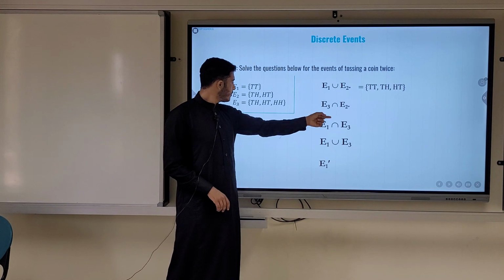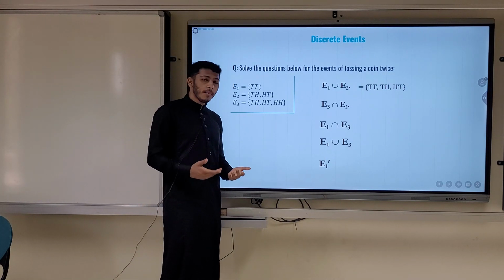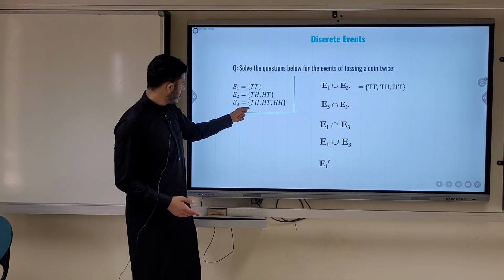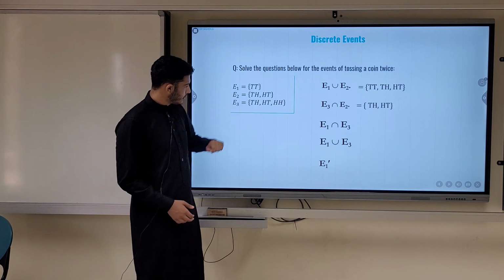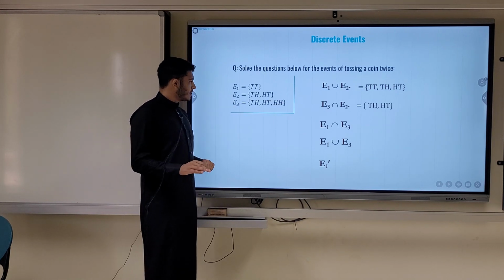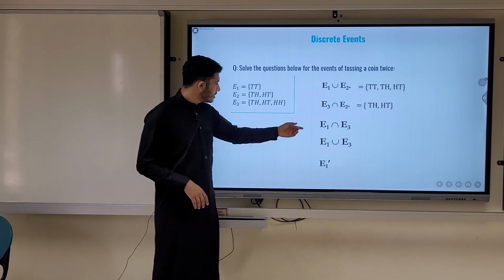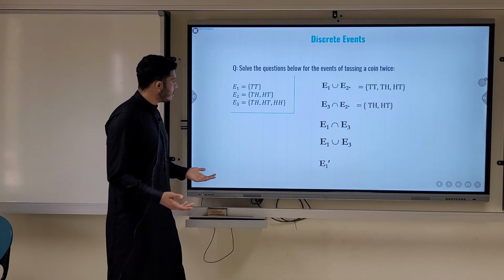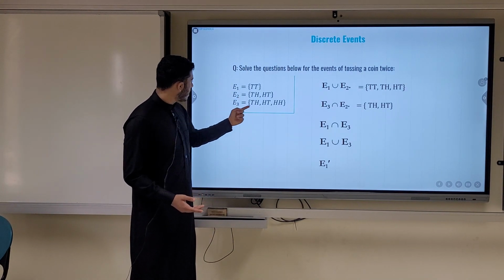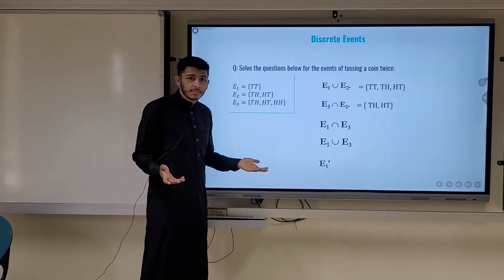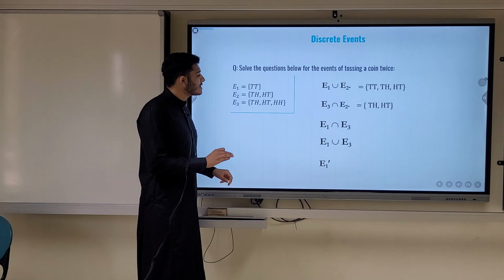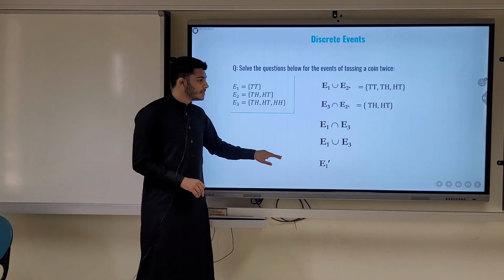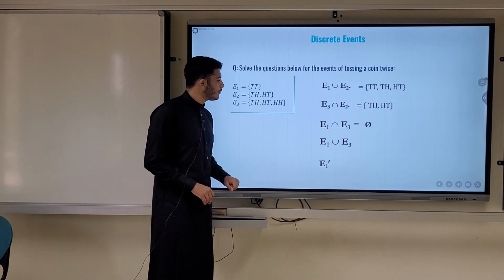Now the intersection between E3 and E2. Let's find the common things. As we said, the intersection is the common things. Let's find the common things between these two. So TH is common between them and HT is also common between them. So it should look something like this. Now the second one is finding the intersection between E1 and E3. Let's see the common things between E1 and E3. E1 has double T and E3 has these outcomes. As we can see, there is nothing in common. So what do we do? We say that it is an empty set. The intersection between E1 and E3 is an empty set, and we denote it by phi, the Greek letter phi.